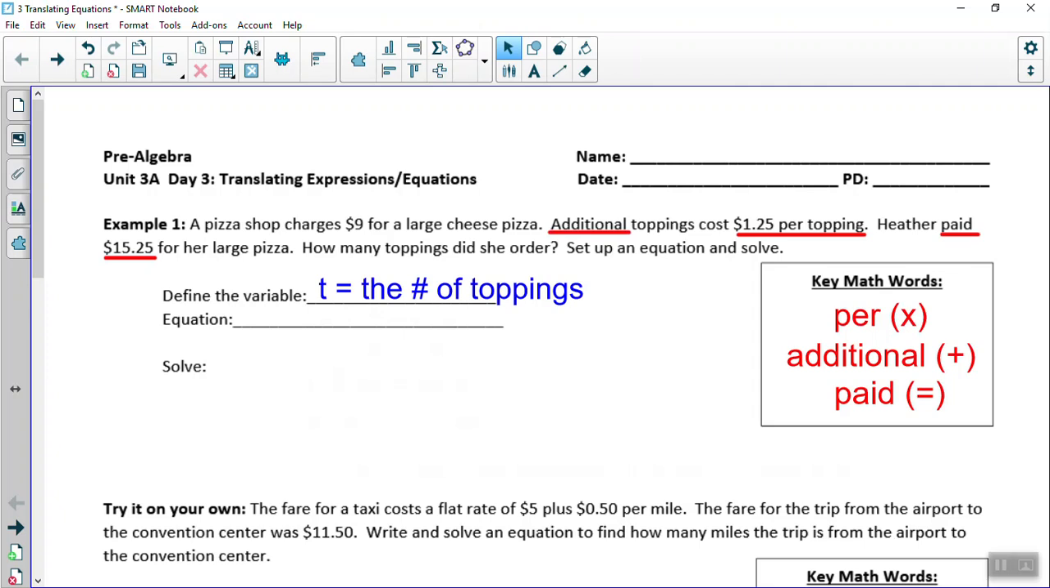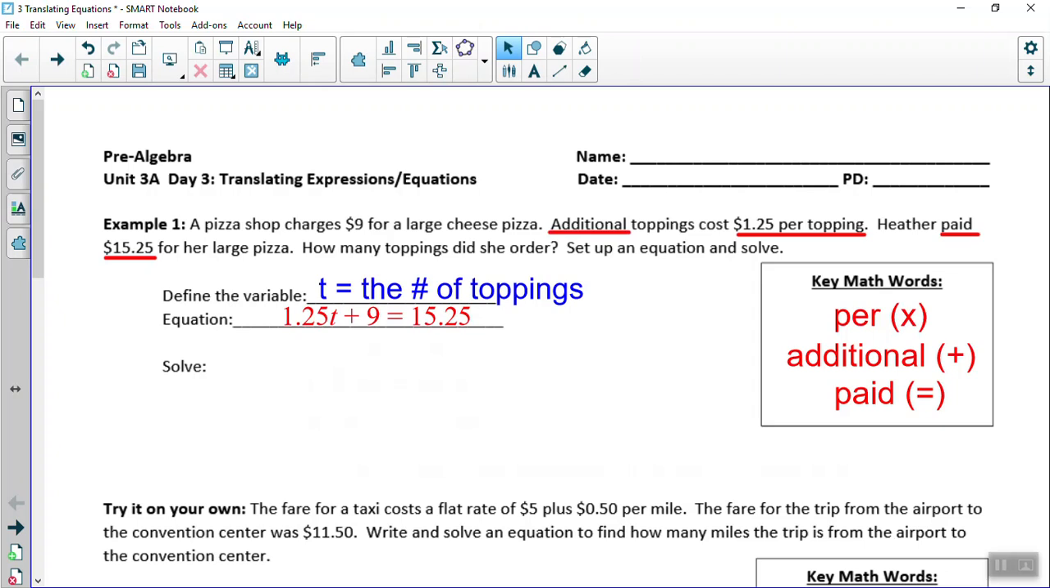All right, so let's set up our equation. We know that the pizza shop charges $9. As soon as you order a pizza, it's going to cost you $9. Then we're going to add on to that the $1.25 per topping, and that's going to equal the $15.25. Now it doesn't matter the order that you write it in, whether you do 9 plus $1.25t or $1.25t plus 9. We just happen to write it this way.